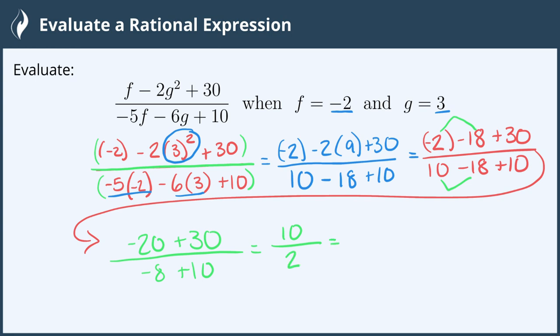And now we can simplify that rational expression as our last step, and 10 divided by 2 is 5. And now we're all done.